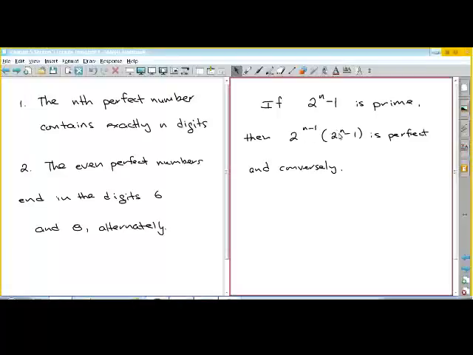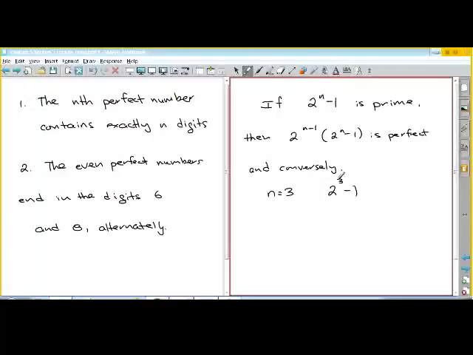It says if 2 to the n minus 1 is prime, then 2 to the n minus 1 times 2 to the n minus 1 is perfect. So what is that? Let's see if I can figure out what that means. I'm trying to think of one. Well, let's pick a number n and see what happens.